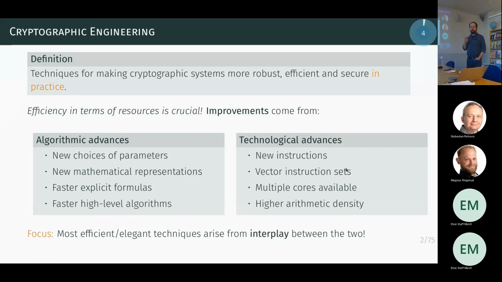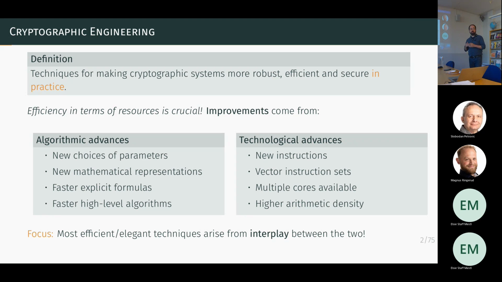So we draw improvements or techniques from basically two main branches. Algorithms, of course: we constantly look for new parameters or faster formulas or new ways to represent these algebraic structures such that you have faster arithmetic and so on. But we also draw a lot from technological advances. Every time there is a new CPU out, all crypto engineers go to the data sheet and it's like, oh, what instructions do we get now? Can we make this useful for some crypto implementation?